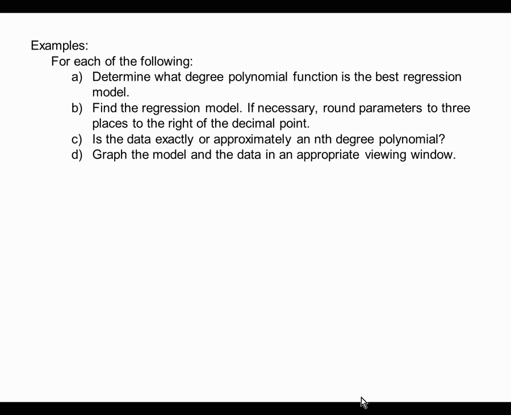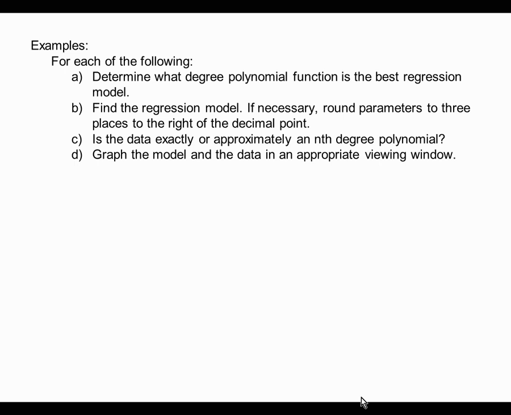So, examples. For each of the following, in part A, we will determine what degree polynomial function is the best regression model. Because unless we're told, we have to figure out which regression we're going to be doing. Part B, find the regression model. If necessary, round parameters to 3 places to the right of the decimal point. Question C, is the data exactly or approximately an nth degree polynomial? And question D, graph the model and the data in an appropriate viewing window.